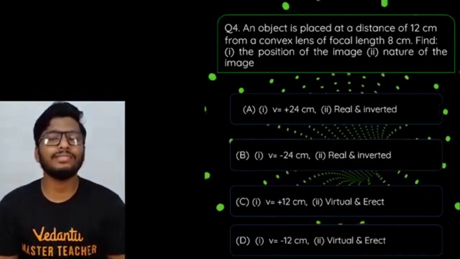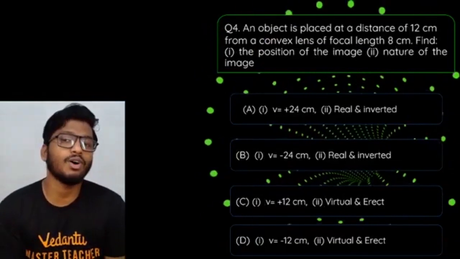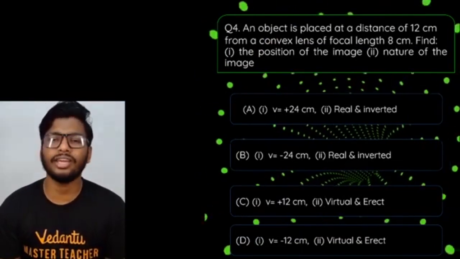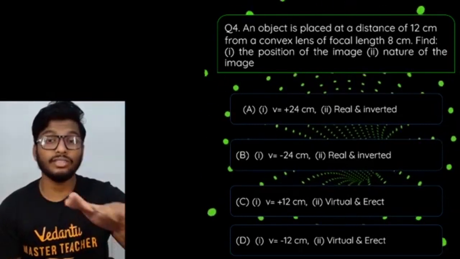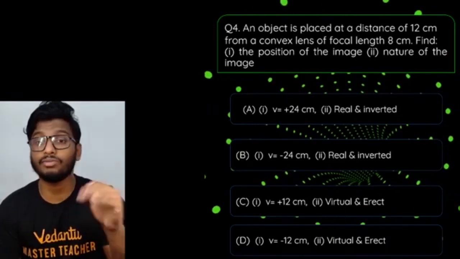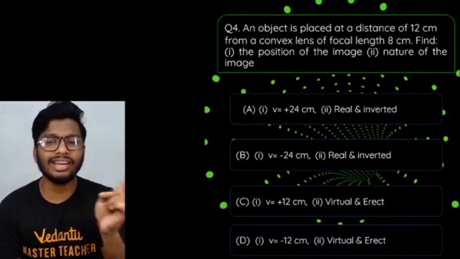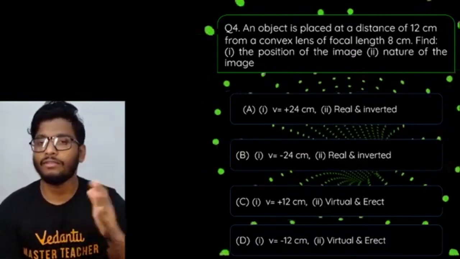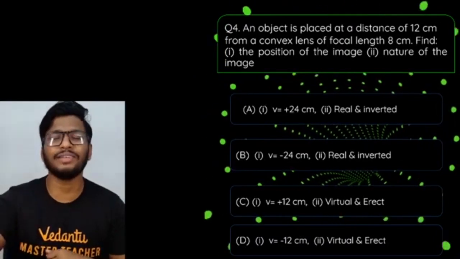Here's another one. An object is placed at a distance of 12 centimeters from a convex lens of focal length 8 centimeters. Find the position of the image and the nature of the image. Option A is V is 24, that is the image distance is 24 centimeters, real and inverted. Minus 24, real and inverted. Plus 24, virtual and erect. Or minus 12, virtual and erect. Go for it, guys. Let me know what is the answer.